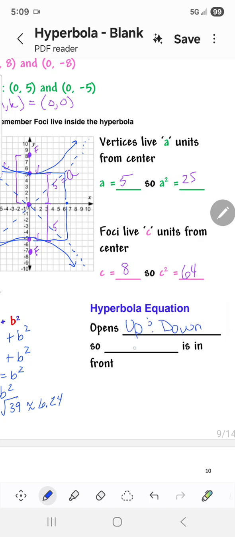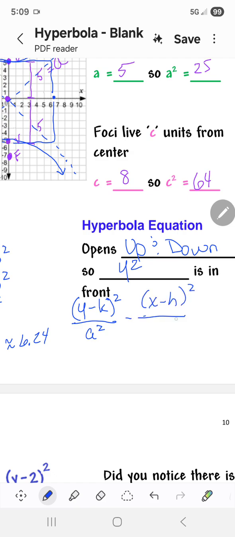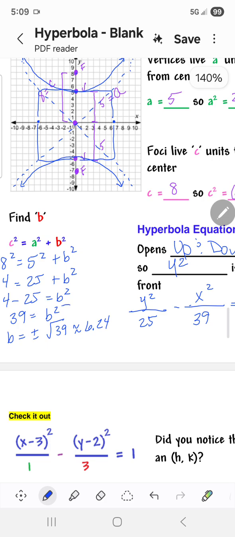And when a hyperbola opens up and down, we know that y squared is going to be in front. So we can actually go ahead and figure out this equation. In general terms, it's y minus k quantity squared over a squared, because that's in front, minus x minus h quantity squared over b squared equals 1. Now, I don't have a k and I don't have an h, so I can clean this up a bit and just say y squared and x squared. I know the value of a is 5, so I can put 25. And I know the value of b squared is 39, which is what we found earlier.